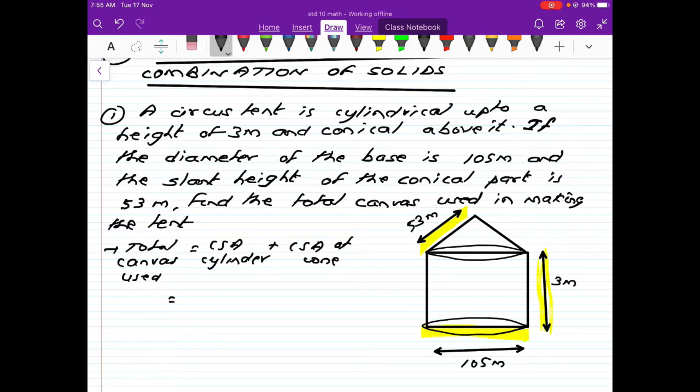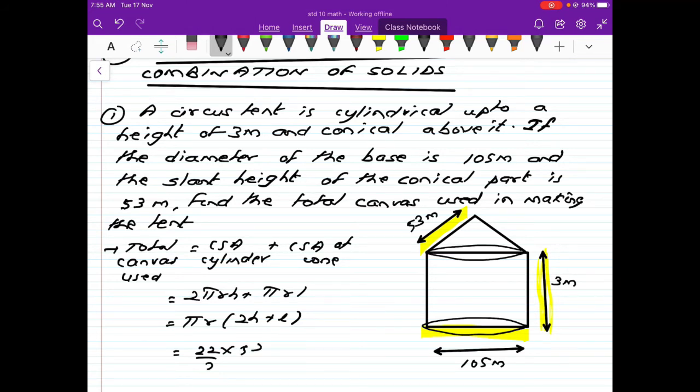So what we'll do is we will just club this. Curved surface area of the cylinder is 2 pi RH plus curved surface area of the cone is pi RL. So we will take pi R as common, and here will be 2H plus L. So this is 22 by 7 into the radius. The radius is 52.5 because the diameter is 105.